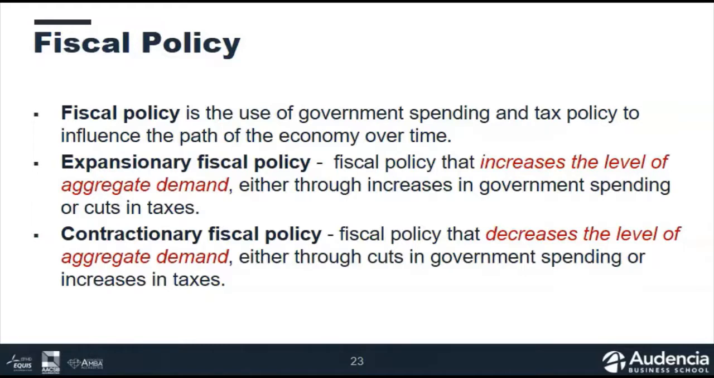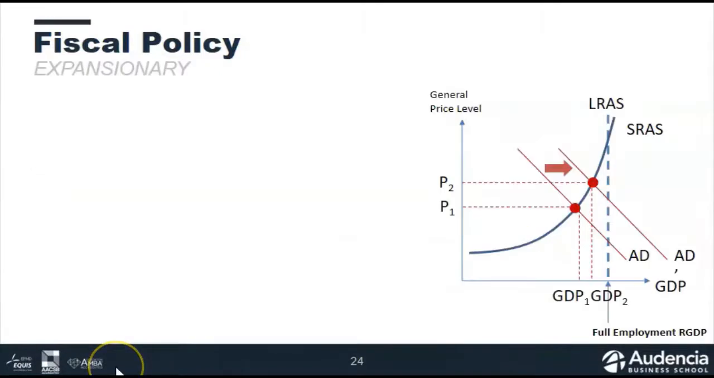There's an expansionary fiscal policy, which is aimed at increasing the level of aggregate demand through increases in government spending or decreases in taxes. We also have contractionary fiscal policy when we want to decrease the level of aggregate demand in our economy. And we'll see why that could be the case. Okay, so let's take a look at expansionary fiscal policy.